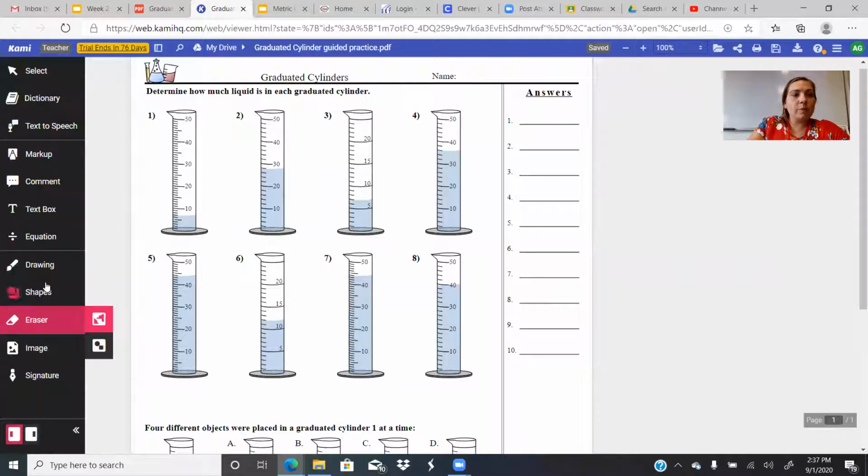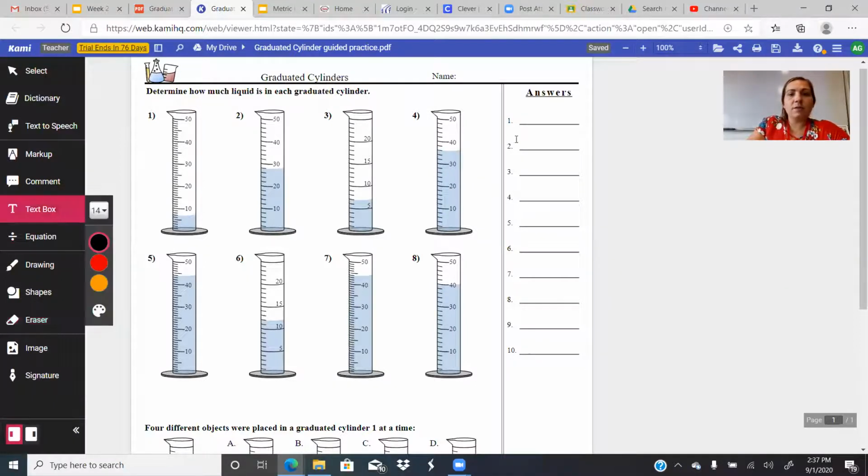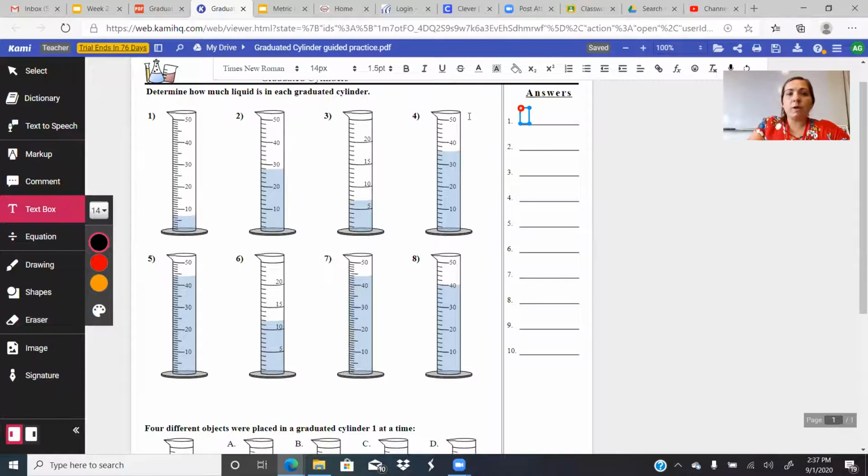Okay, so I'm going to put a text box right here for my answer 1. If we look at the first one, each big line looks like a ruler, but standing up. We have a big line of 10, 20, 30, 40, 50, so it's counting by tens. And it looks like there are 10 tick marks in between each, so we know that every tick mark is worth 1 milliliter.